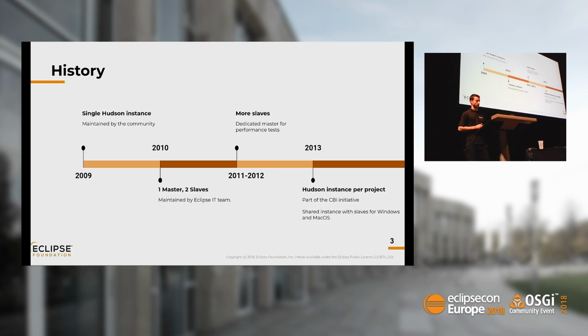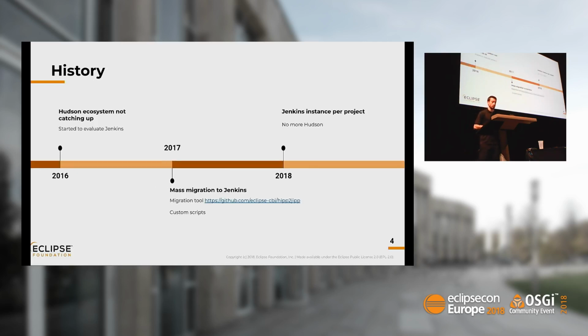And this served the community quite a while, until 2016, when it became apparent that the Hudson project was slowing down development and eventually stopped. There was no support anymore. And we had to look at different options, or at alternatives. The first thing that obviously came to mind was Jenkins, since they were closely related. And this was evaluated. One project was actually just testing it, and there were no bigger problems.